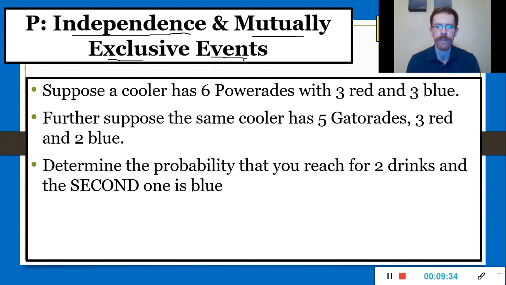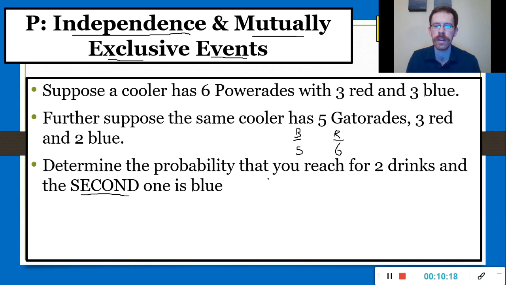We want to determine the probability that if you reach for 2 drinks, the second one is blue. Well, let's figure out how many blues and how many reds we have. And keyword: the second one is blue. We don't care about what the first drink is, but we care about what the second drink is. Well, how many blues do we have? 3 blues and 2 blues? Well, we've got 5 blues. And 3 reds and 3 reds, we got 6 reds.